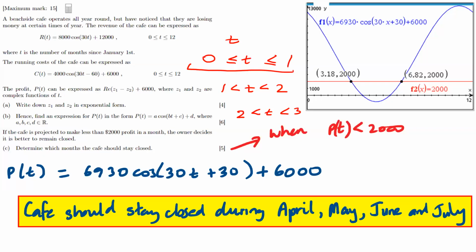Hopefully that answers the question. So just noting, a t value between 2 and 3 is going to be March. The one we've got here, 3.18, is for a value of t between 3 and 4, which is going to be April. So yeah, it could catch you out a little bit. Just be a little bit careful with that.